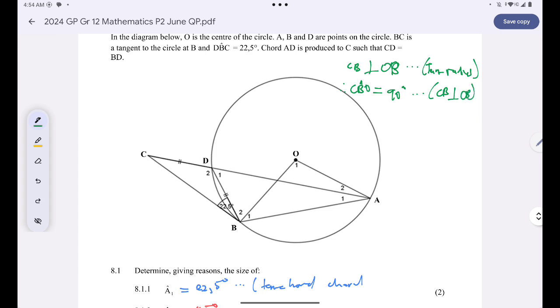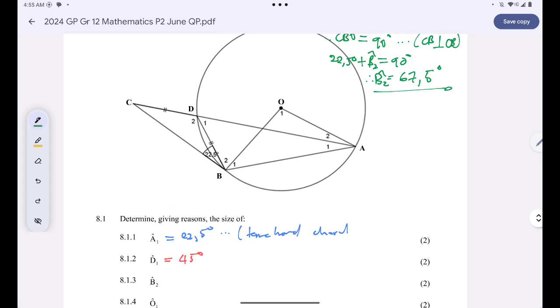Are we together? But angle CBO is made up of the 22.5 degrees plus angle B2, which is 90 degrees. Therefore, angle B2 will just say 90 minus 22.5, and then we'll get our 67.5 degrees.